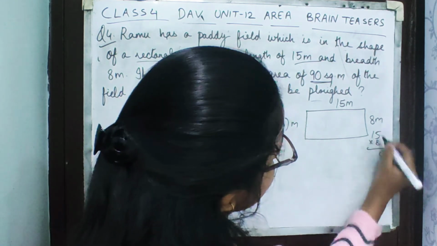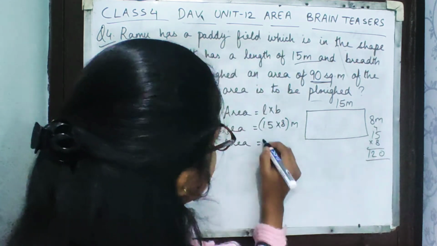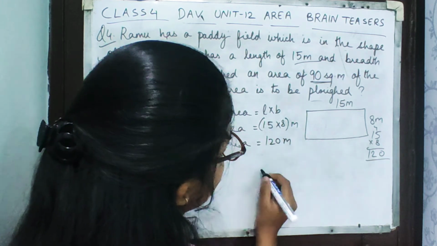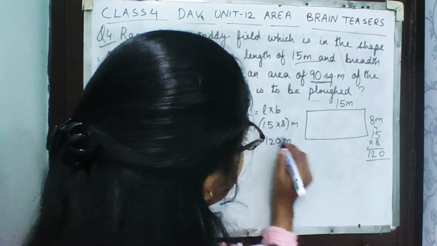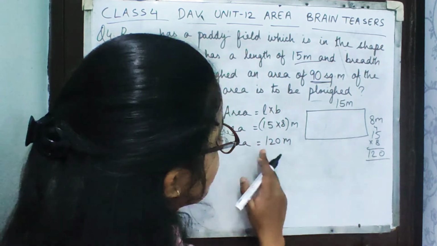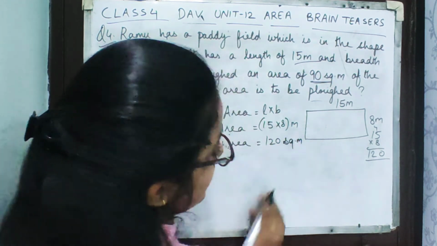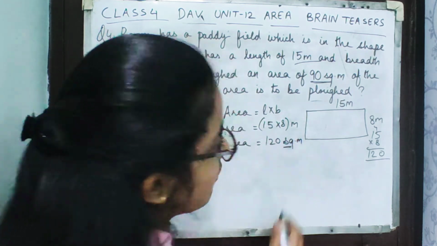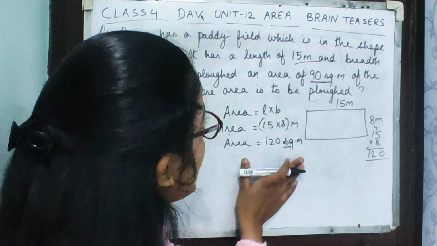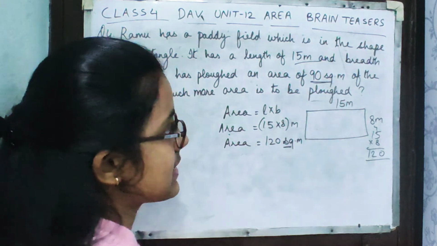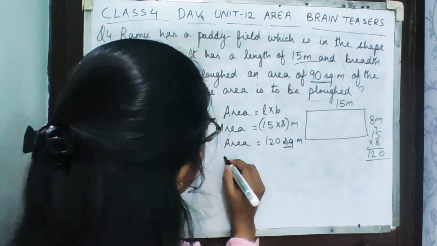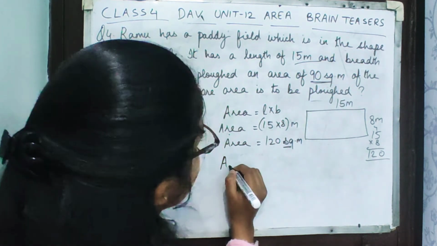That means 120 meter. Yes, 8 ones are 8, 9, 10, 11, 12. So 120 meter, or you can say, no, 120 square meter. Yes, because area has to be in square. Okay, so area is this much. Now he has plowed 90 square. So how much is left? So you can say how much area is to be plowed.